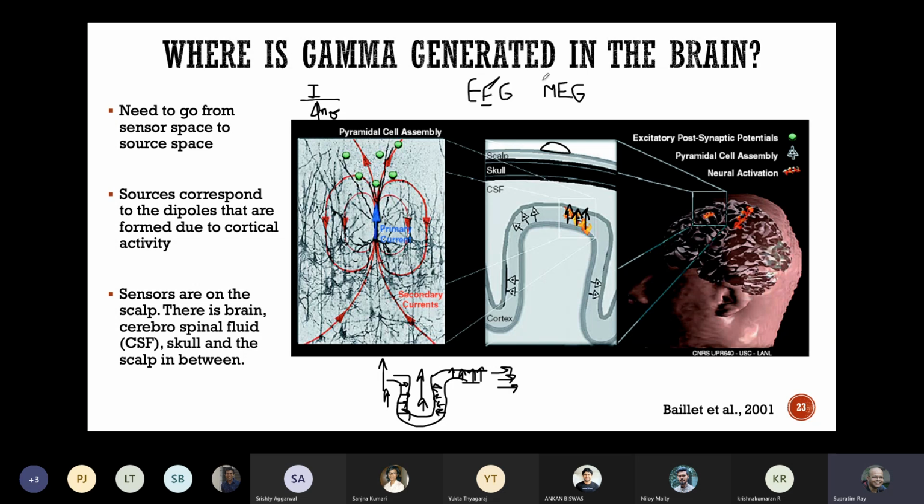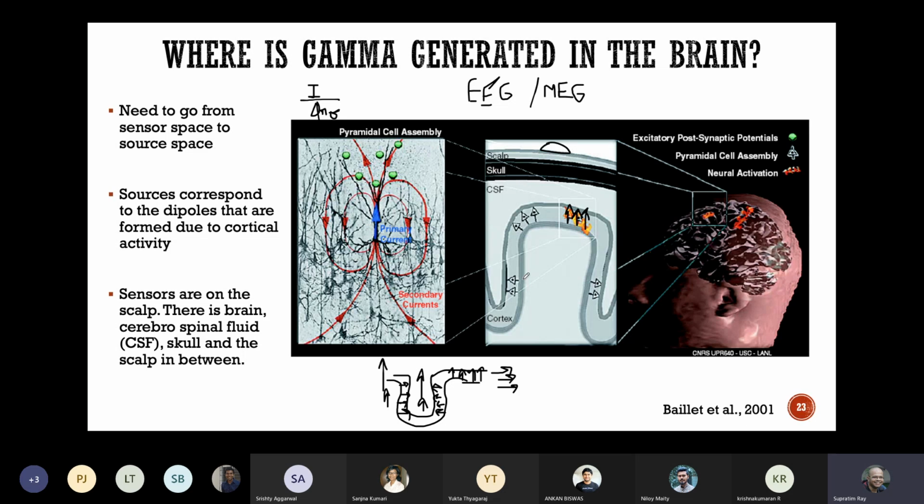Okay, so we won't talk about MEG in this class, but it is a good, interesting thing to note that one picks up the sources in the gyri, and the other picks up sources in the sulci.